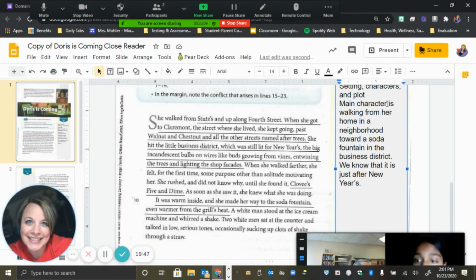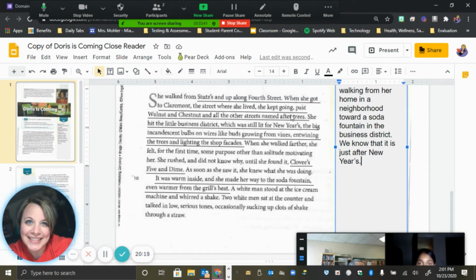Yes, we did. Okay, so now they want us to talk about the conflict that arises in lines 15 to 23. So here's my bigger question for you. Is conflict something that is a first read or a close read strategy? It's a close read, absolutely. And so in order to talk about conflict, we're going to have to pay close attention to setting, characters, and plot. So let's move down the page.